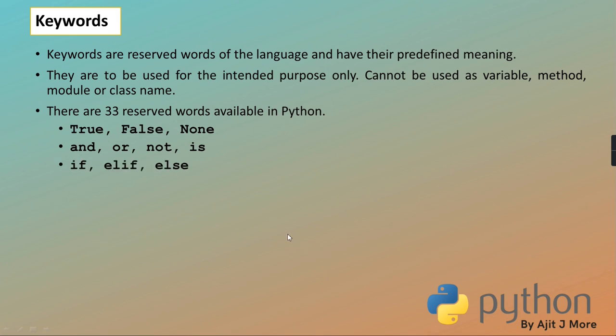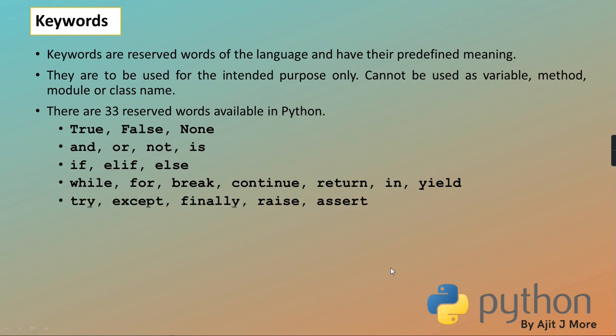All will get covered in this basic Python course. If, elif, else. Then we have a few like while, for, break, continue, return, in, yield. Then try, except, finally, raise, assert. These are all associated with exception handling. So when we come to chapter 6, all these keywords will be used. Chapter 6 I have kept separately for exception handling.